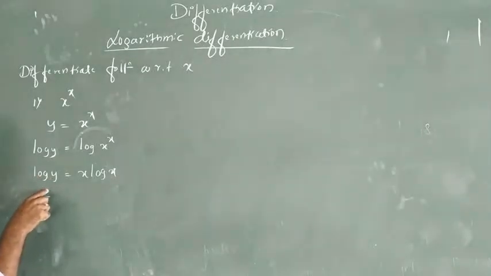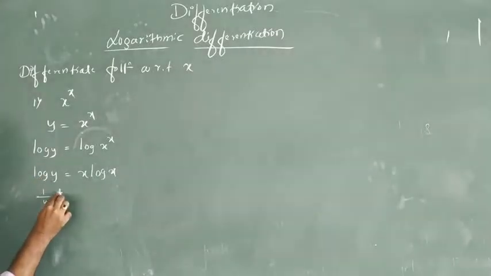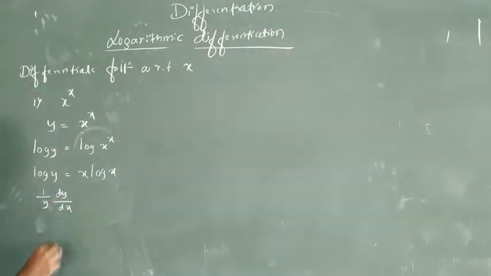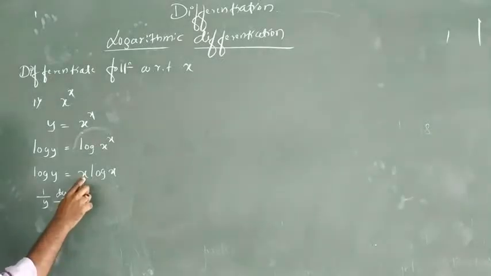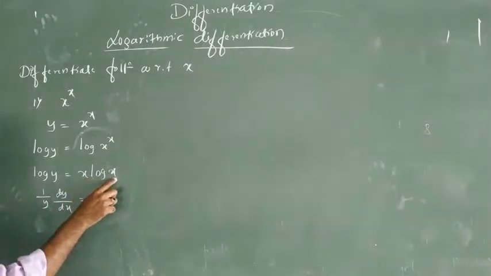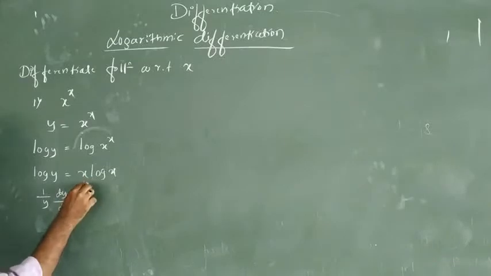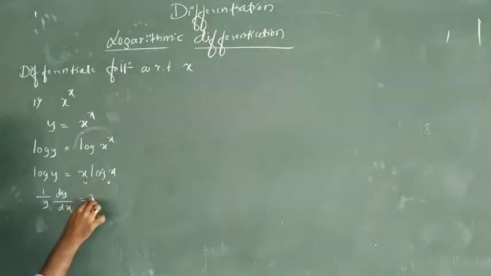Okay. So log y differentiation is 1 divided by y. Consider this one as the x: 1 by x, then x differentiation is 1. Like that, if log y is 1 divided by y, then y differentiation is dy by dx. Now x into log of x, here we have the two terms, that is u, this one is v.